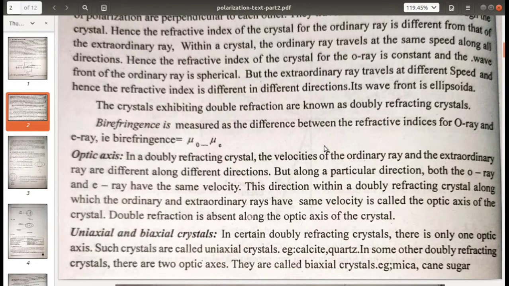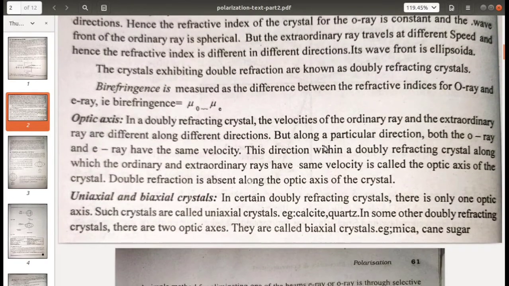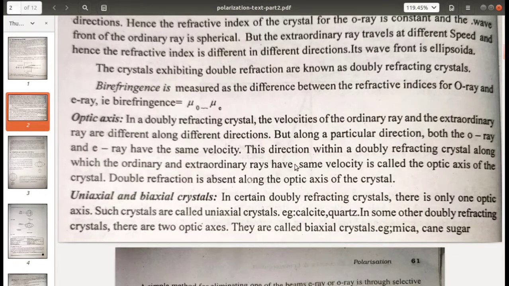The crystals exhibiting double refraction are known as doubly refracting crystals. Birefringence is measured as the difference between the refractive indices for the ordinary ray and the extraordinary ray. So if we measure the difference between the refractive indices of the ordinary and extraordinary rays, that is the measurement of birefringence. We have already defined the optic axis.